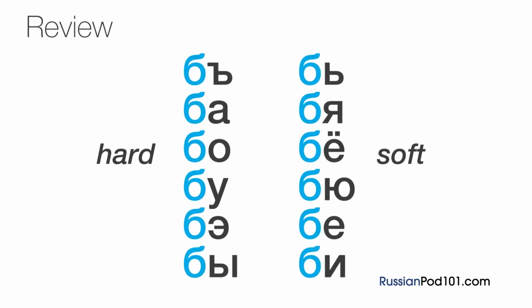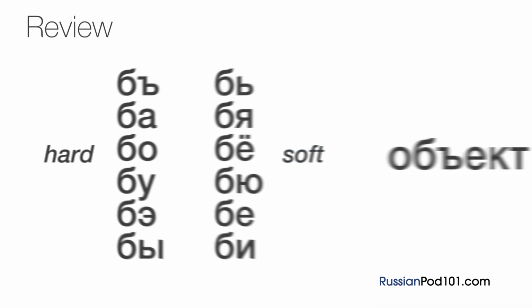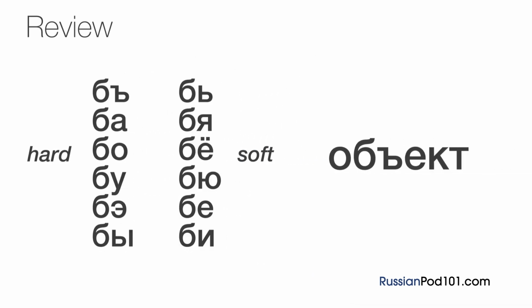Okay, let's review what we've learned so far. We know that two special letters and all vowels have the ability to determine the palatalization of a preceding consonant. These letters will make the pronunciation of a preceding consonant hard, and all of these letters will make the pronunciation of a preceding consonant soft. Now consider this example. Using the chart to assist you, try to guess the proper pronunciation for this word.